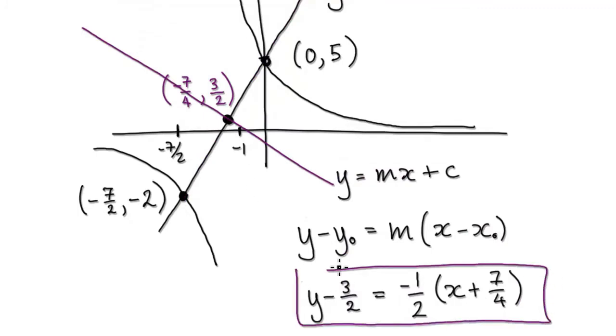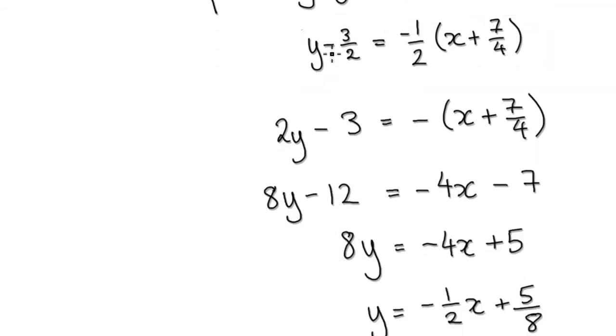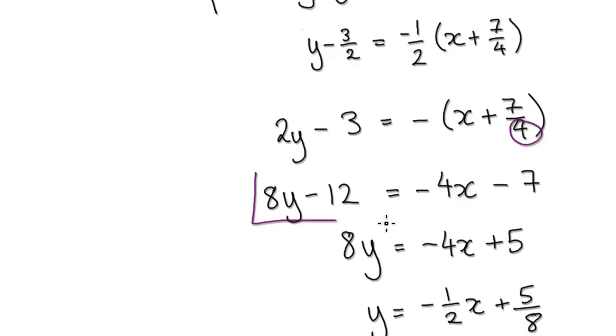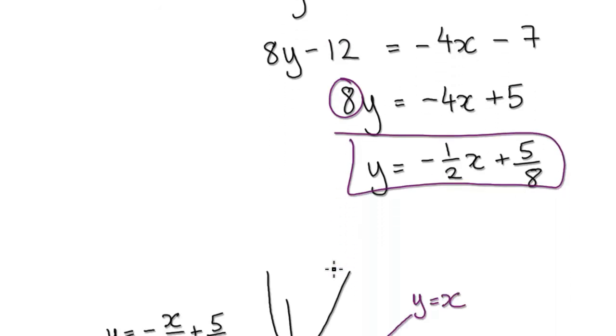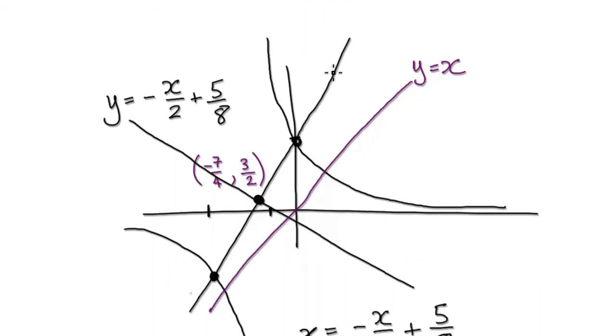So now it's just a matter of tidying this up. So let's just tidy this up. Times everything by 2, that will then give you this, and then times everything by 4, that will then give you this thing here. Add 12, that will then give you this, and then divided by 8, so that will then give you this. So our equation for that line is given by this.